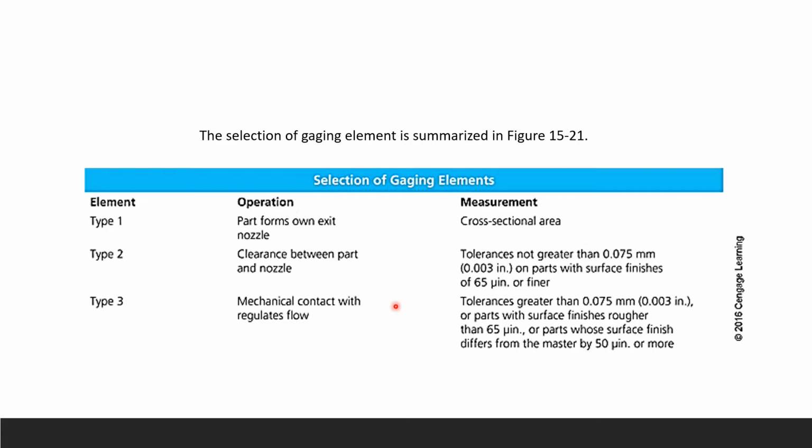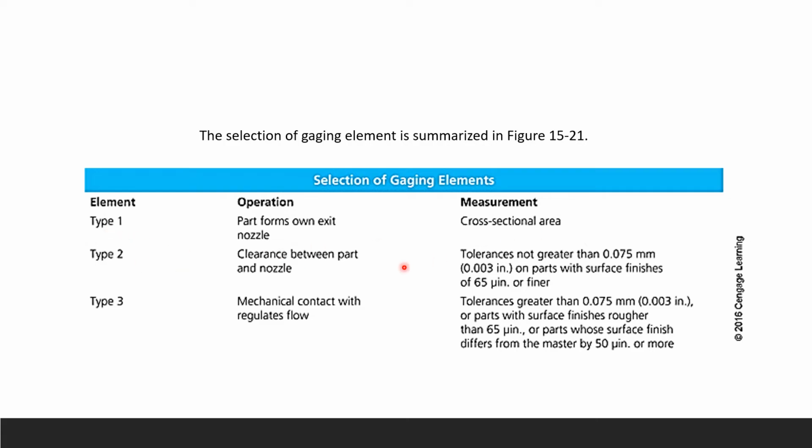In this table, I'm just trying to show you the selection of gauging elements. We have type 1, 2, 3. Which one are you going to use? We list the operation and measurement for you. For type 1, the part is formed of an exit nozzle, and we can measure the cross-sectional area. So if you want to go for cross-sectional area, you choose type 1.